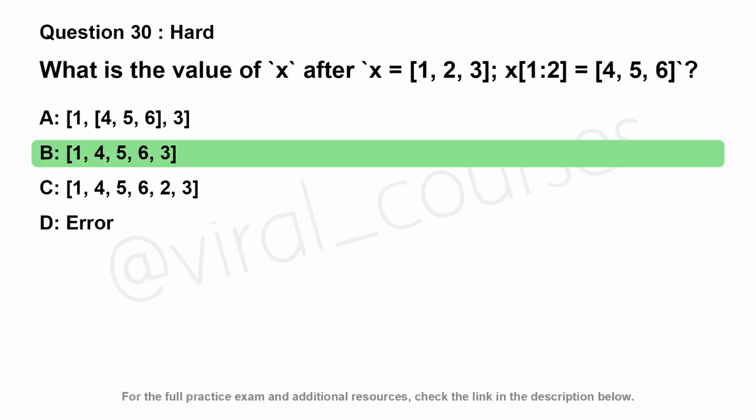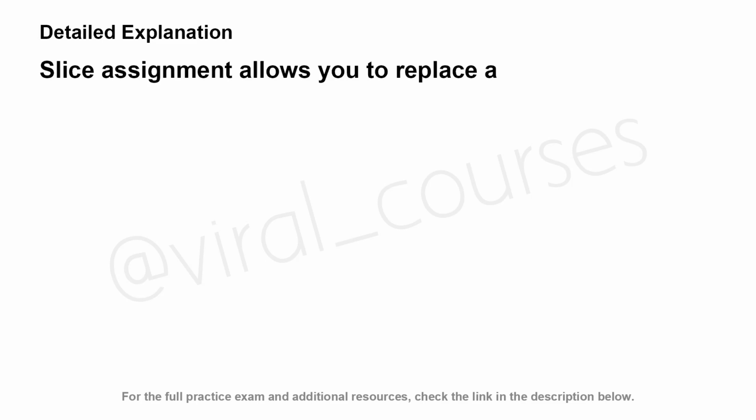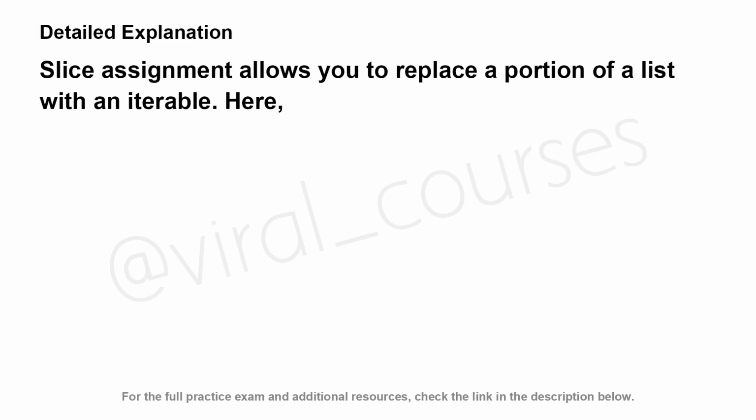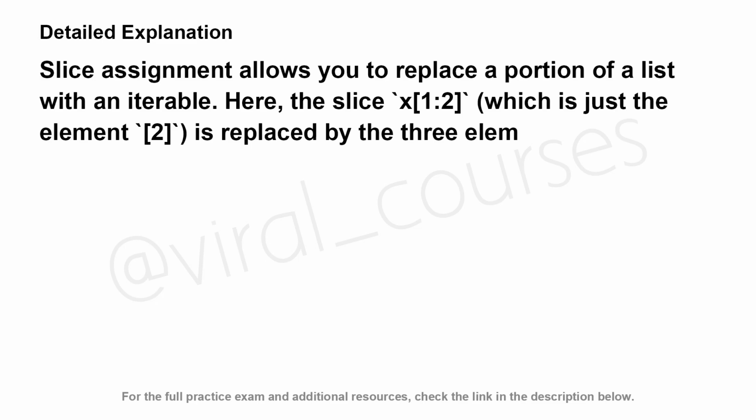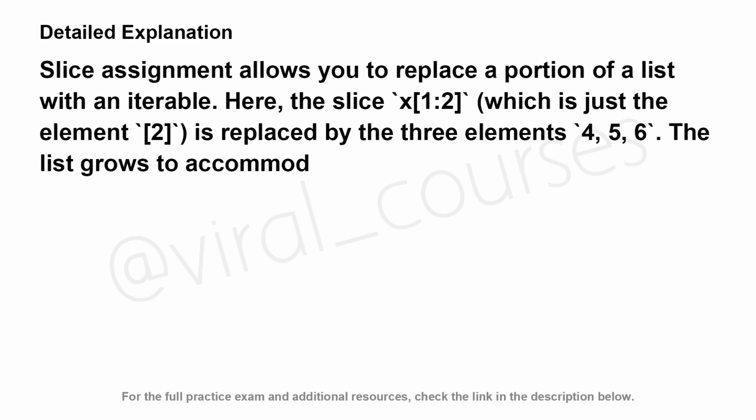The correct answer is B. Slice assignment allows you to replace a portion of a list with an iterable. Here, the slice x[1:2], which is just the element 2, is replaced by the 3 elements [4, 5, 6]. The list grows to accommodate the new items.